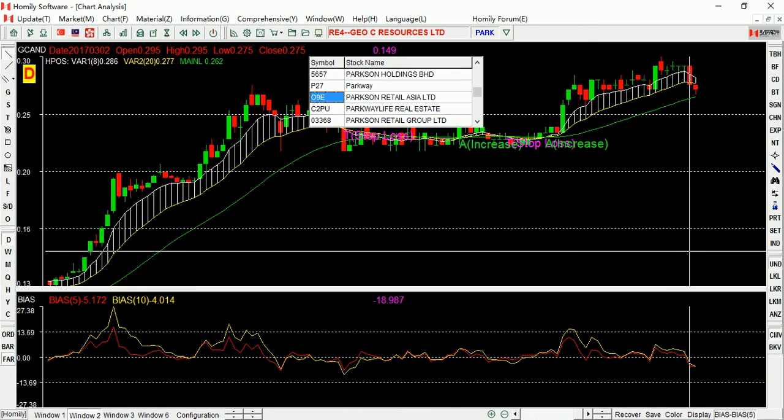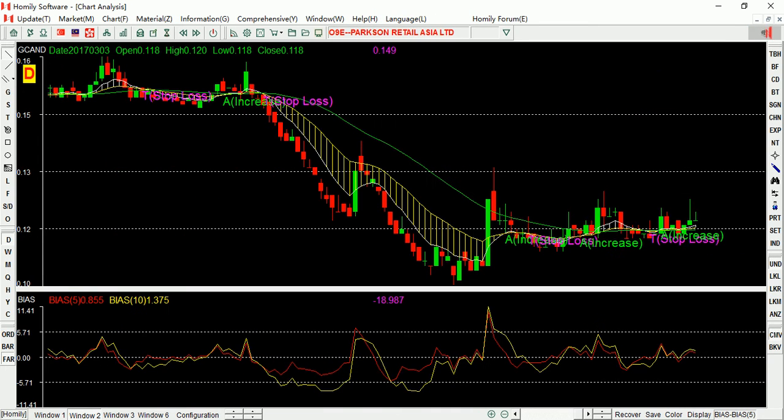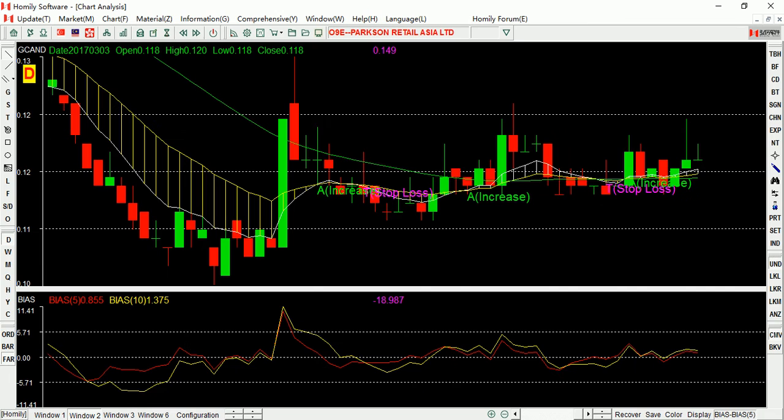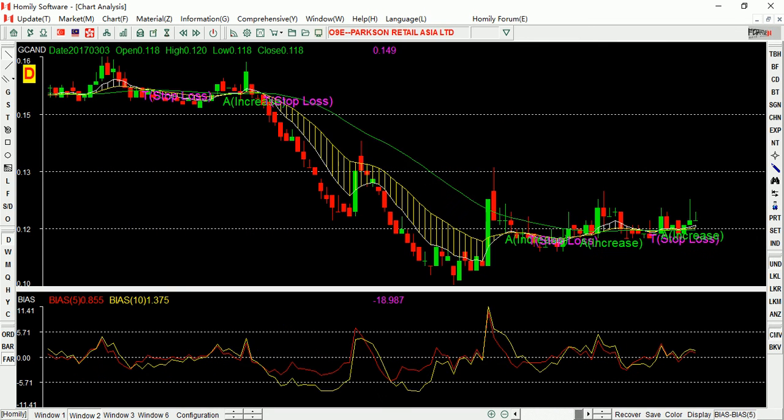Position. Sideways, right? This stock is in sideways. How to confirm? Is the green line down or flat? It's flat, right? So if you see the price go from down to flat, maybe you have a chance. You can pay attention.